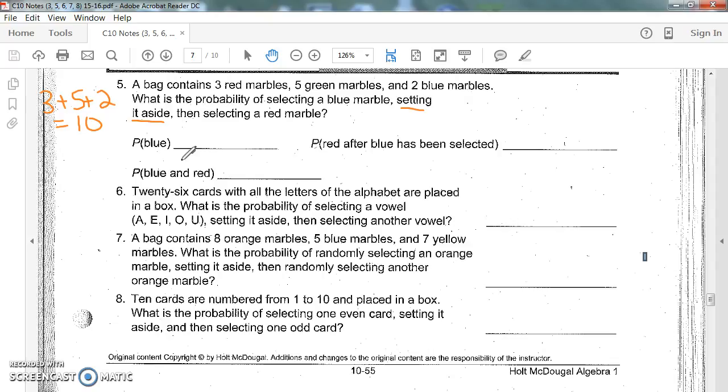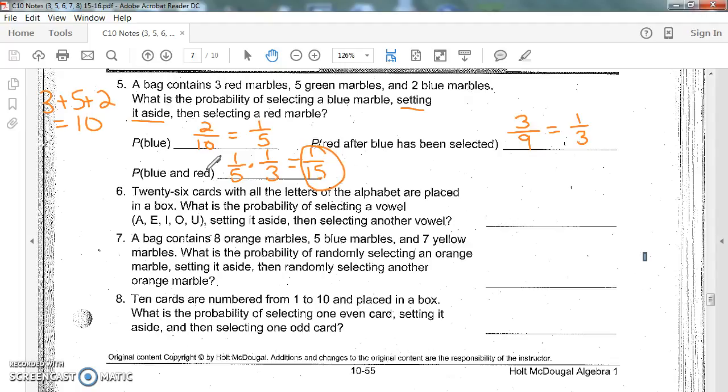So the probability of drawing a blue marble first would be 2 out of 10, 2 blue marbles out of 10 marbles altogether. We'll go ahead and reduce that to 1/5. Now they want to know the probability of selecting a red marble after one of the blue marbles has been removed. There are still 3 red marbles, but now there are only 9 marbles total instead of the 10 we originally had because one of the blue ones is missing. This reduces to 1/3. So we'll, like we did before, multiply those probabilities together. We have 1/5 times 1/3 gives us 1/15.